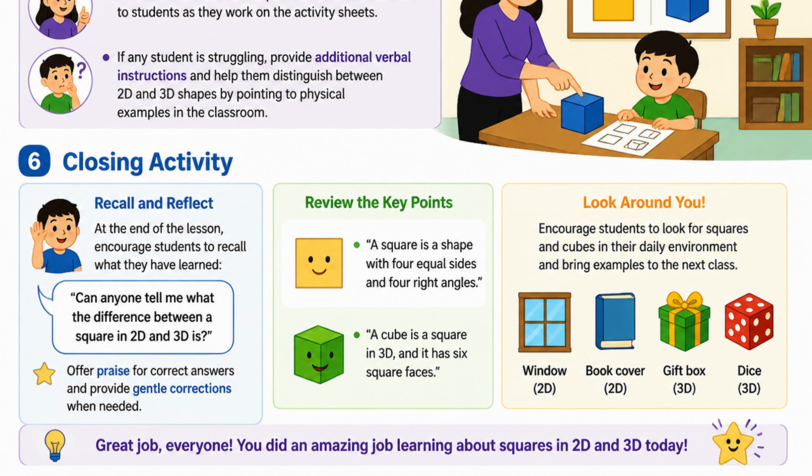Now the closing activity. At the end of the lesson, encourage students to recall what they have learned. Ask the question: can anyone tell me what the difference between a square in 2D and 3D is? Offer praise for correct answers and provide gentle corrections when needed. Review the key points. A square is a shape with 4 equal sides and 4 right angles. A cube is a square in 3D, and it has 6 square faces. Encourage students to look for squares and cubes in their daily environment and bring examples to the next class.